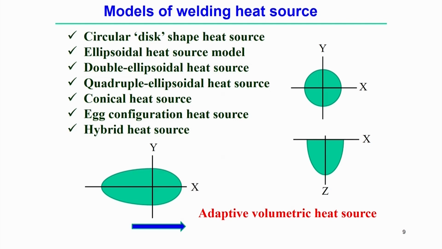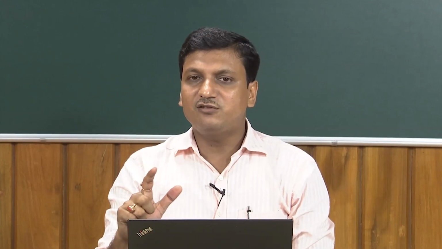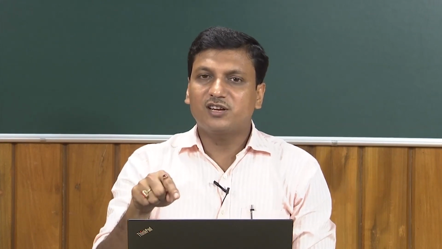So, let us look into this first figure. Here on the xy plane we consider simply one circle. On this circle, we assume that there is a surface heat flux. The heat flux intensity is maximum at the center point, at the origin, and then it is distributed throughout the surface area. Gradually, as you go towards the periphery or boundary of the circle, it is decreasing.